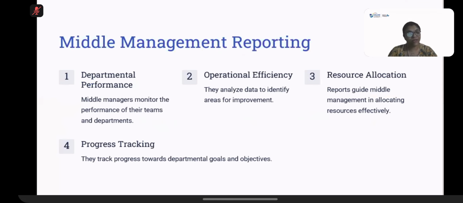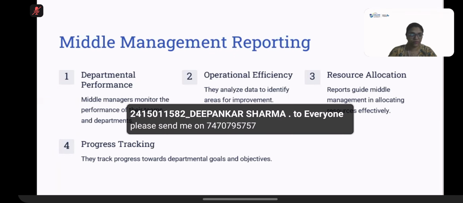Then you have middle management level, जो डिपार्टमेंट वाइज रिपोर्ट्स बनाते हैं कि डिपार्टमेंट कैसे परफॉर्मेंस दे रही है, whether they are able to achieve the targets or not. If not, what are the reasons, what are the glitches that they are finding, why they are not able to achieve their targets.